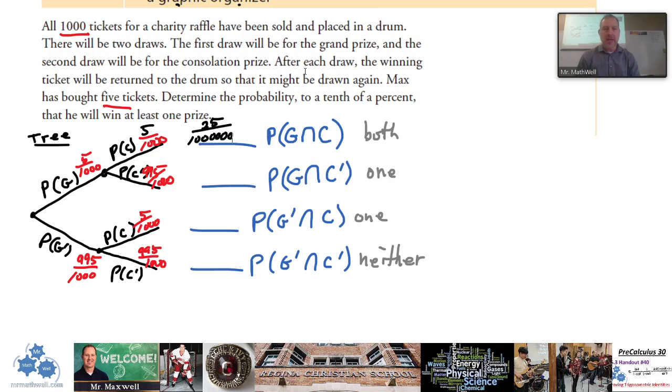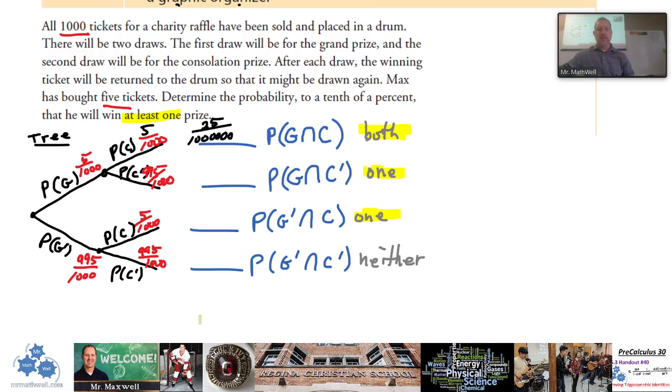What's the question actually asking? Determine the probability to 0.1% that he will win at least one prize. Remember this wording, at least one. So that means, what's the probability that he's going to win one of them or both? Everything but neither. So we need to figure out this probability and this probability, but we don't need to figure out the neither.